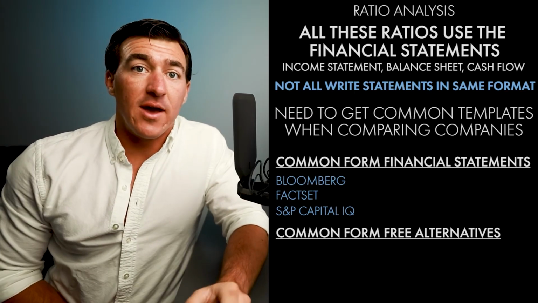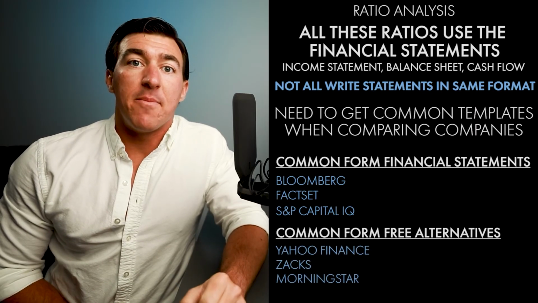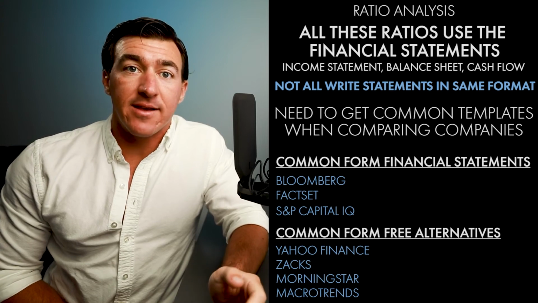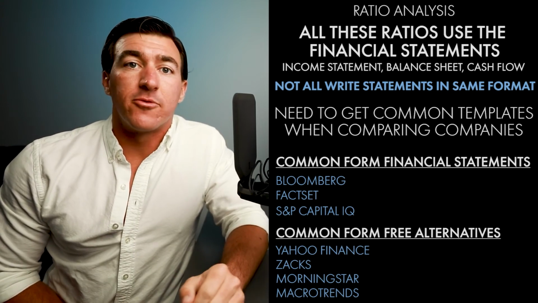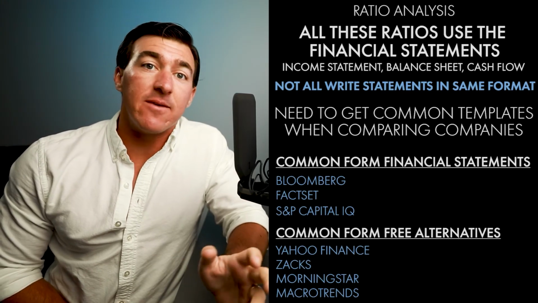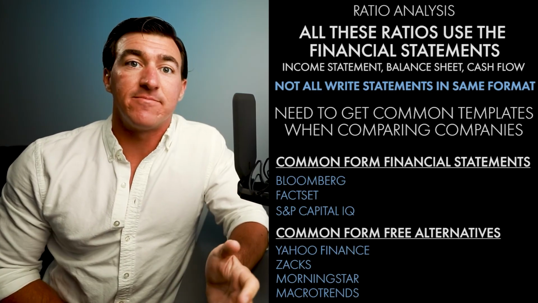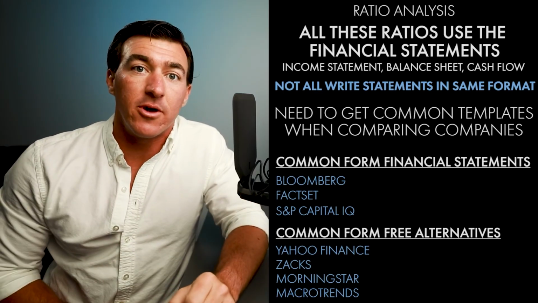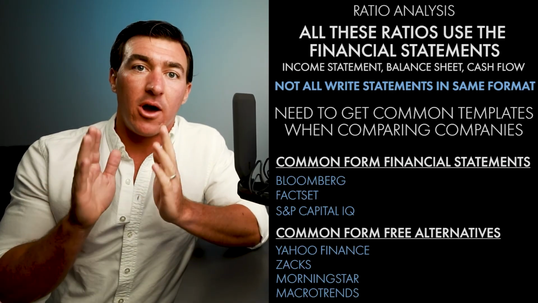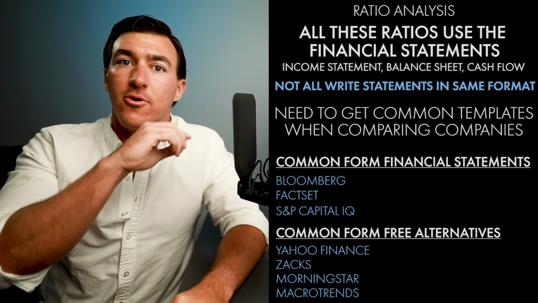So for the free side, you have companies like Yahoo Finance, Zacks, Morningstar, and Macro Trends. All 4 of those will have financial statements that should be free to access in a common form of some sort or another. Now, they may not all have the exact same template or exact same form, like comparing Yahoo Finance to Morningstar may not actually have the exact same line items in each one of those, but if you can compare Apple on Yahoo Finance to Amazon on Yahoo Finance, they will have the exact same line items. So it'll be sales, cost of goods sold, so on and so forth.